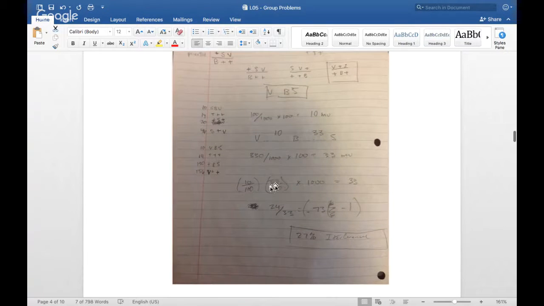We take our map units, divide them by 100, multiply them by each other, and multiply by 1,000, which equals 33. We take the two smallest amounts of progeny, add them together, and divide by the 33 that we got from up here. Then we take that number minus 1, which will give us our percent of interference, which is 27% interference.